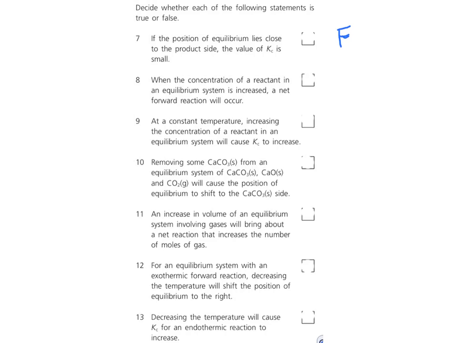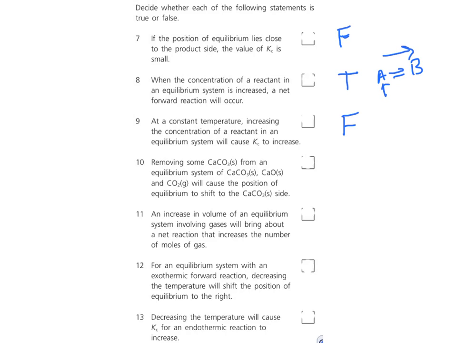When the concentration of a reactant in an equilibrium is increased, there will be a forward reaction. That is true. If you think of a simple reaction, A becomes B. If you increase the concentration of A, the system will shift forwards in order to relieve that stress. Number 9, at a constant temperature, increasing the concentration of a reactant causes K to increase. That is false. Kc is constant unless you change the temperature. For a given reaction, Kc can be changed only by changing the temperature, not by changing concentrations.